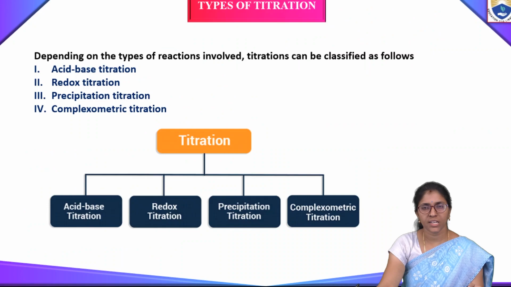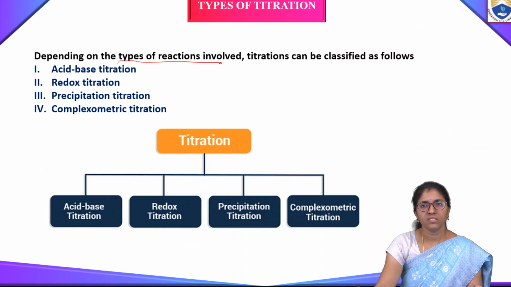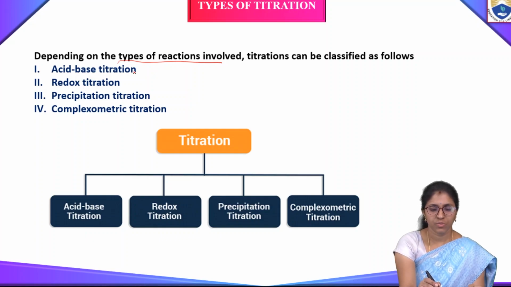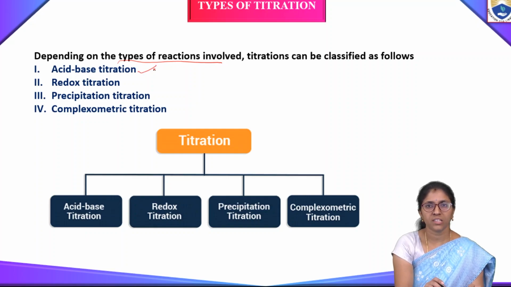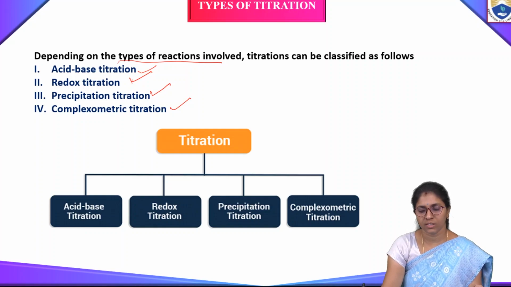So, types of titration. Depending on the types of reactions involved, titrations can be classified into 4 types: acid-base titration, redox titration, precipitation titration, and complexometric titration.